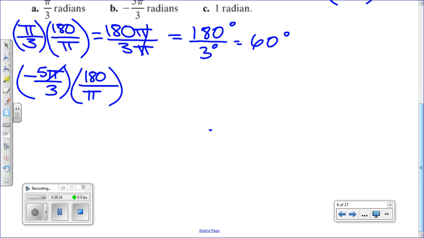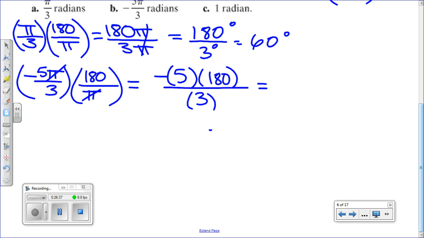Okay, so we cancel pi, and then we have still negative 5 times 180. I mean, you can multiply them if you want. Or you could say 180 divided by 3, that would be 60. So negative 5 times 60 is negative 300. Or you could just multiply 180 times 5, that would give you 900, and then divided by 3.